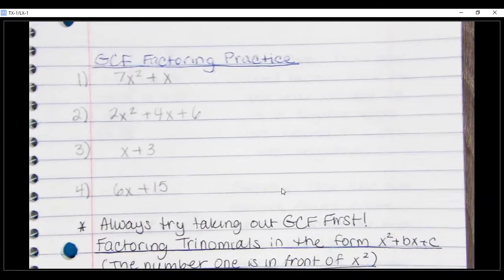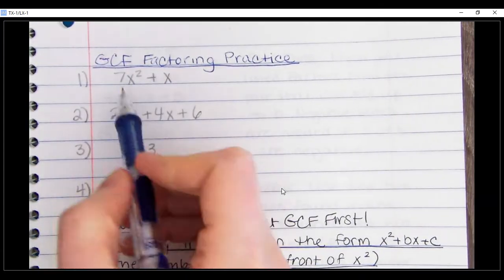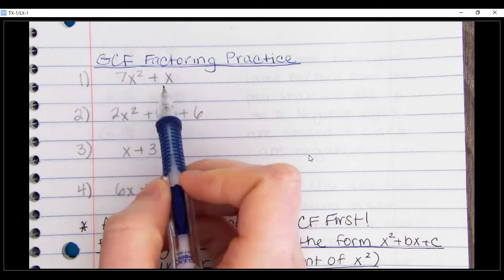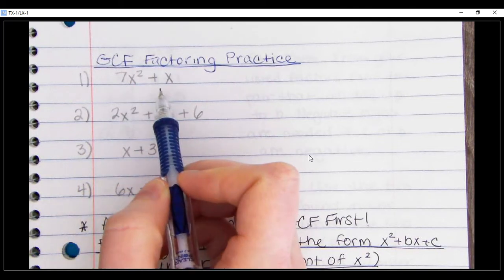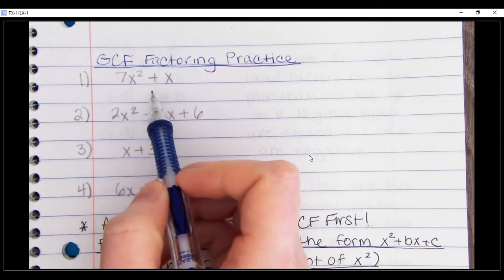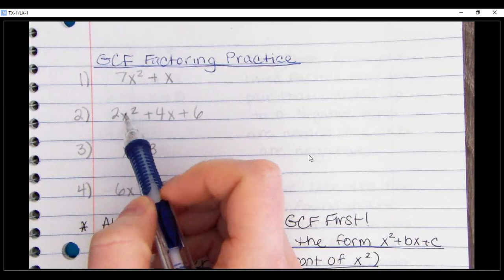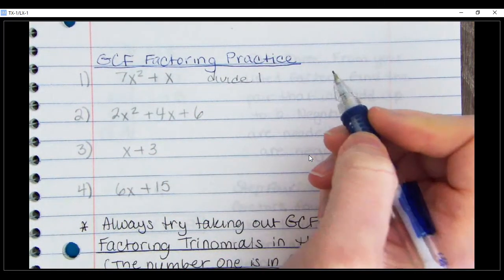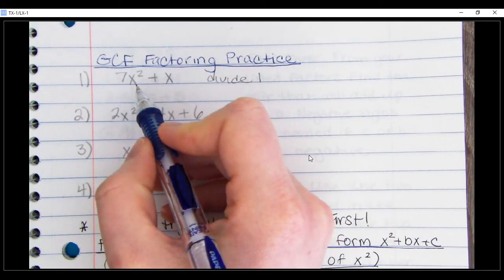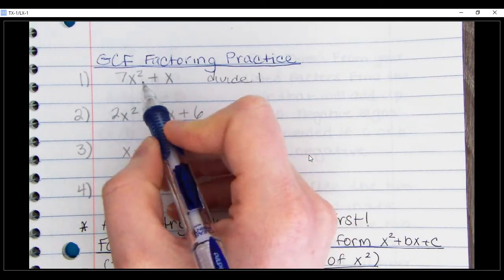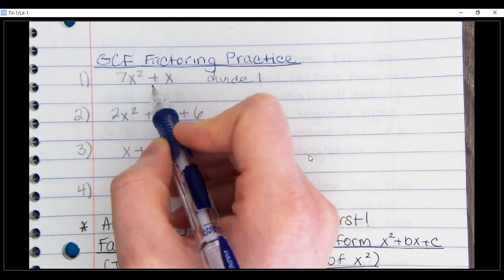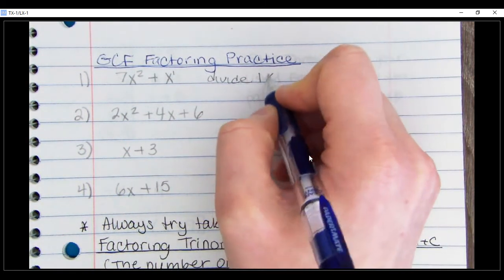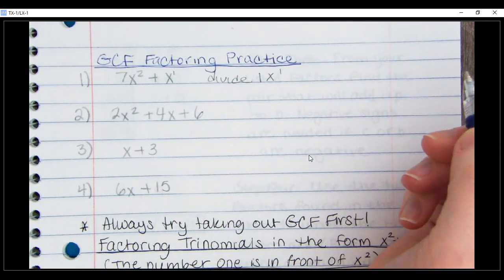So, greatest common factoring practice. So I have 7x squared plus x. Taking a look in step 1, the numbers in front, I have a 7 and a 1. There's no number besides 1 that can be divided from 7 and 1. So I know that I can divide a 1 from it. I also see that I have x squared and x. They're both variables. They both have a power of at least 1, so I can divide x to the first power from that as well.